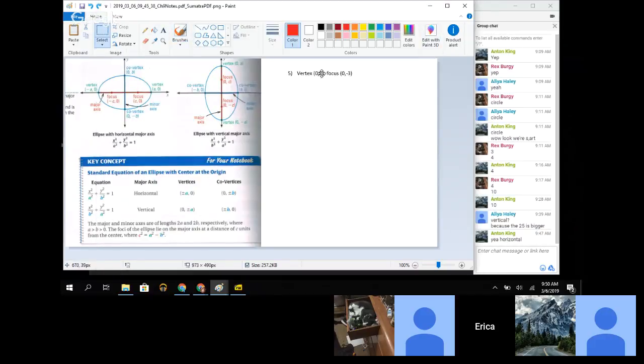Okay, so number 5 is an ellipse, and it has a vertex at (0, 8), and it has a focus point at (0, -3). So what kind of ellipse is this? Is this a horizontal or a vertical?